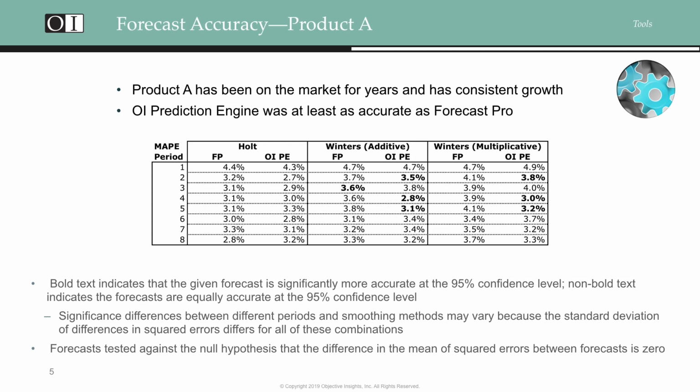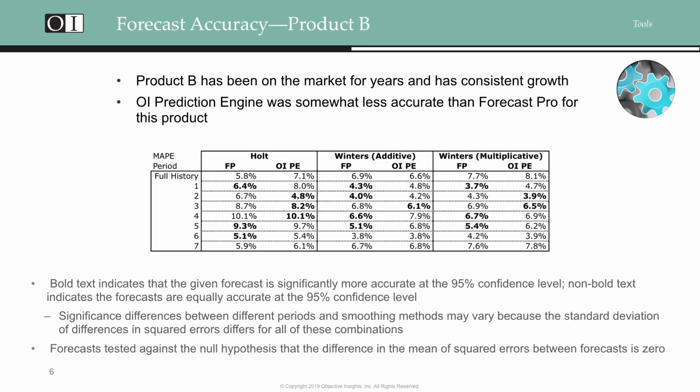In this case, we're also comparing the Forecast Pro versus the OI Prediction Engine. If the numbers are not bold, they're considered to be statistically equivalent, and if they are bold in the Forecast Pro column, that means Forecast Pro is better. If they're bolded in the OI Prediction Engine column, that means the OI Prediction Engine was better.